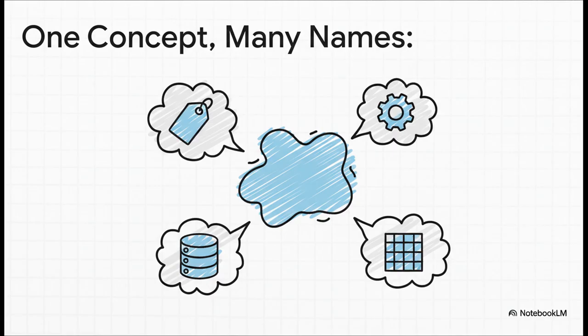Now, you've probably heard this one idea called a bunch of different things. Maybe you've heard it called an attribute or a field, a column, maybe even a data point. Look, they all mean the exact same thing, just a single, individual piece of information. So don't let the jargon get you confused. It's all just one simple concept.